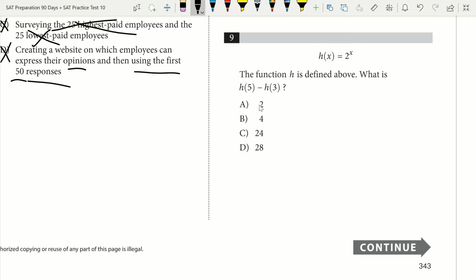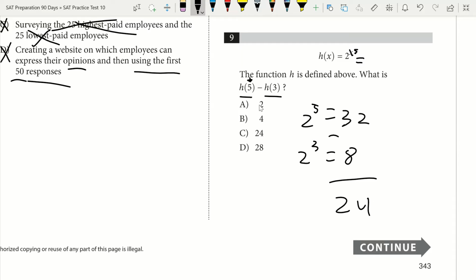The function h is defined above. What is h of 5 minus h of 3? Once again, anytime that we have f of some number or any variable and then of some number, we're just putting that in for x. Right? So in this case, h of 5, we put in a 5 for x, 2 to the 5th, we know that 2 to the 5th is going to equal 32. And then h of 3, that's going to be 2 to the 3rd. 2 to the 3rd is going to equal 8. We do 32 minus 8, that's going to leave us with 24 as our answer.